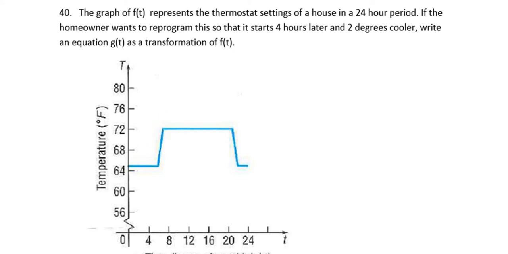So what we want to do is, I don't know, change our clocks. So we want to do this same graph and move it 4 hours later. So we want to go 4 to the right and 2 degrees colder. So we want to go down 2. So 4 right and down 2.